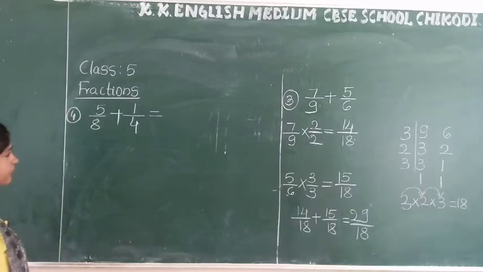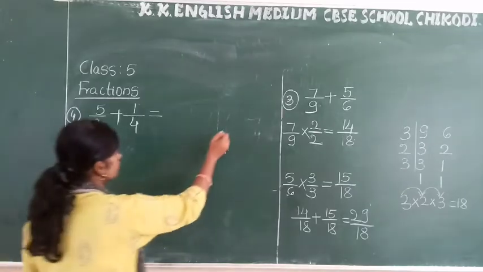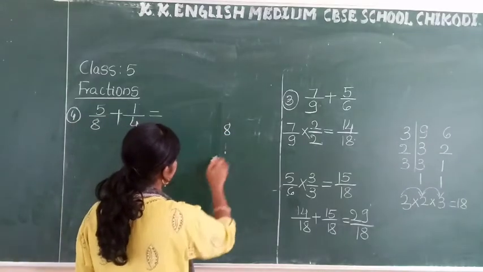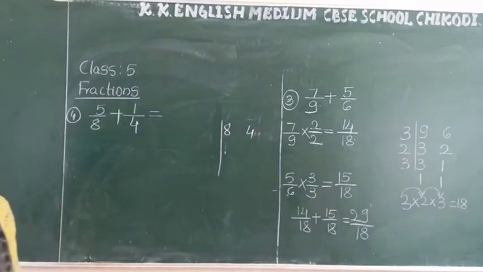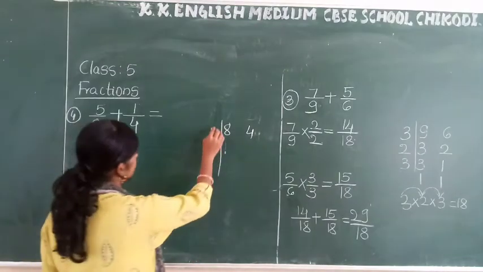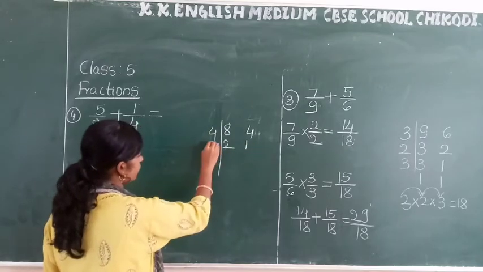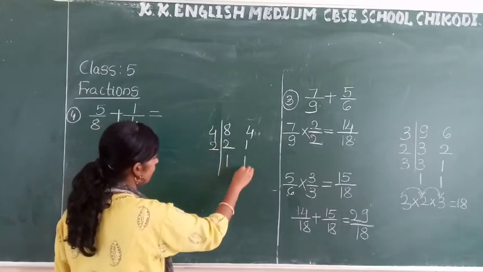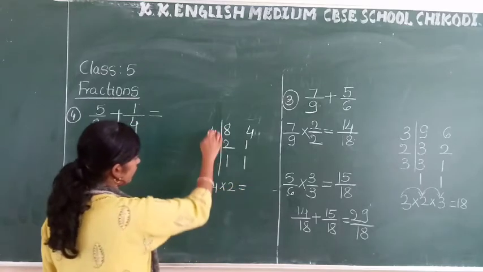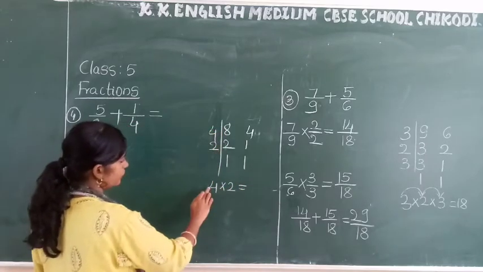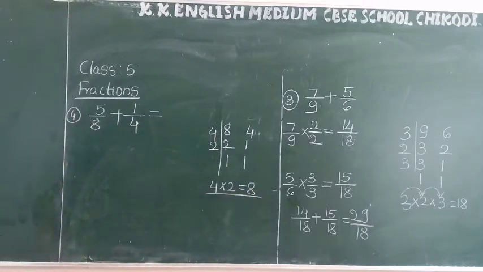Then what here? First step, you have to take the LCM of 8 and 4. Then write 8 and 4 on one side. Then tell me the next step: are both in the same table? Yes, both are in the same table. 4 2s are 8, 4 1s are 4, 2 1s are 2 and 1 as it is, 4 into 2. So whatever the last terms are, that you have to take. 4 2s are 8. So the LCM here is 8.